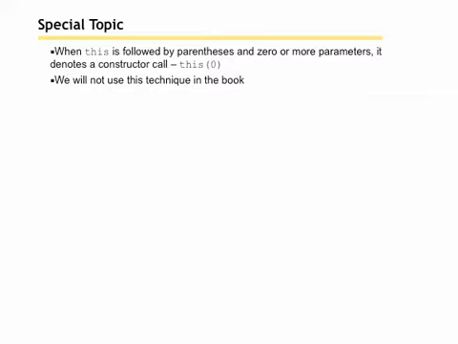When this is followed by parentheses and 0 or more parameters, it denotes a call to the constructor. This is the only way to call the constructor. And this is not a technique that's used in our textbook, and so it's just kind of extra. You can skip it if you want.